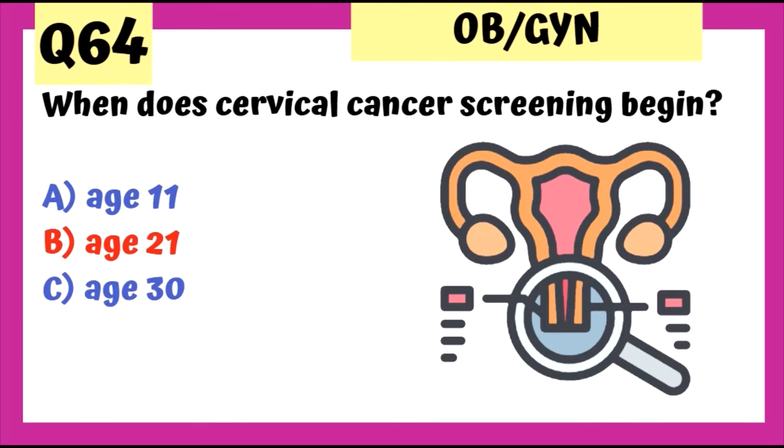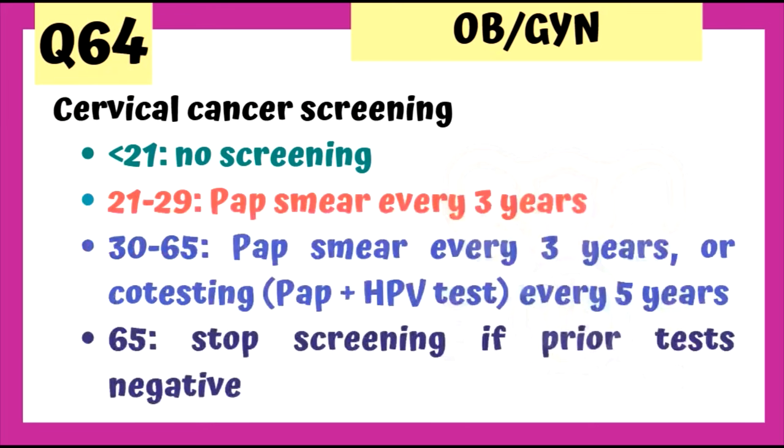Question 64, when does cervical cancer screening begin? At age 21. We start doing the Pap smears at age 21 and about every 3 years according to guidelines, but I've never heard of an OBGYN who didn't do it every year. They all do it every year. But anyway, according to guidelines, it's every 3 years. Okay? Before 21, there's no screening. Between 30 to 65, every 3 years, or co-testing every 5 years. And at 65, we stop screening if prior tests were all negative.